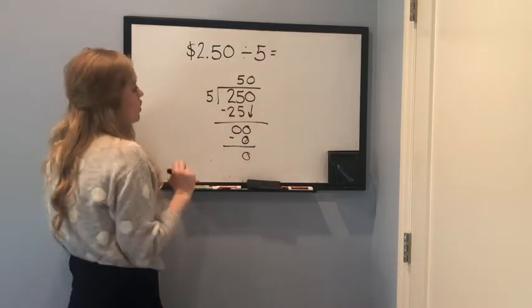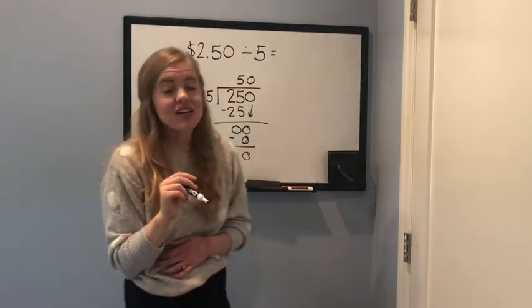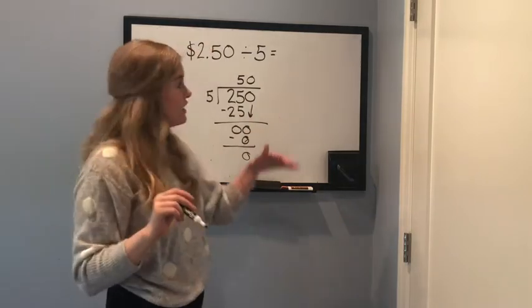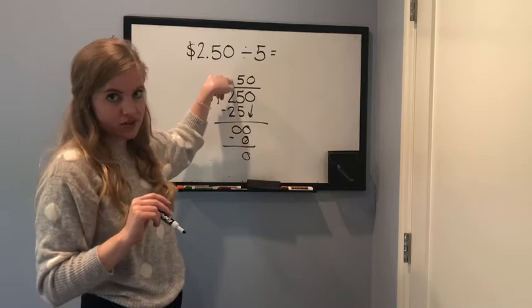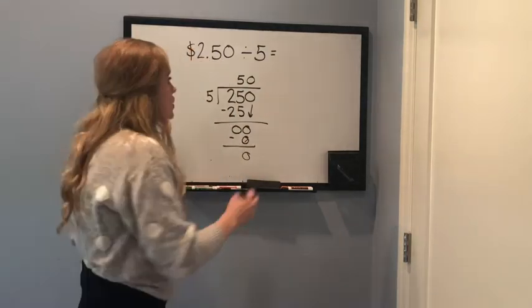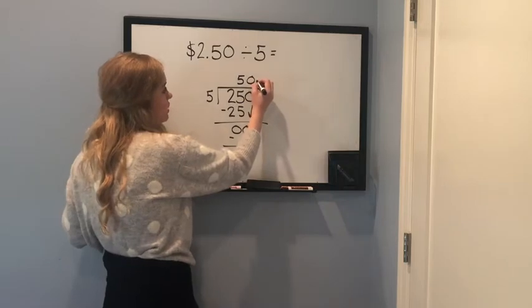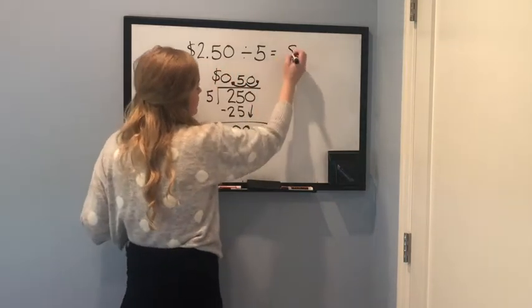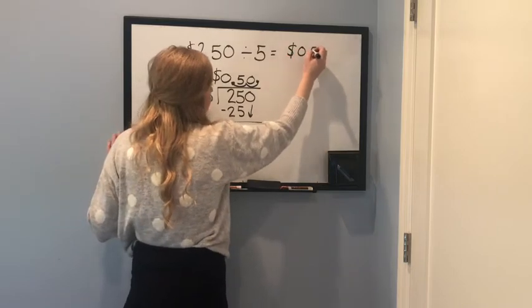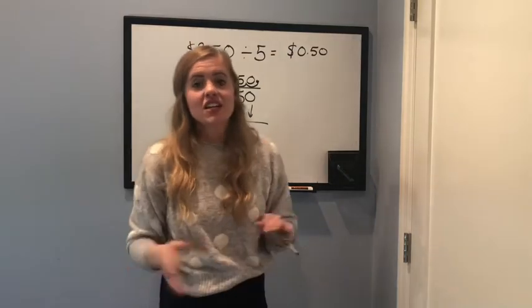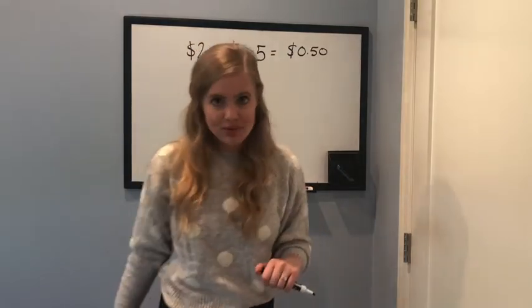We have no remainder. Now, like you probably remember from the last problem that we just did, this is not $50, right? We need to make sure to add that decimal point back in. So we count from the right, 1, 2, and our answer is 50 cents. All right, I hope that made sense. Now we're gonna go on to some trickier problems.